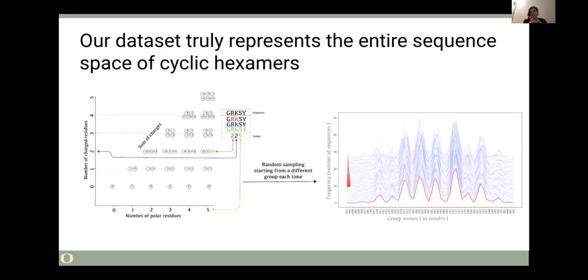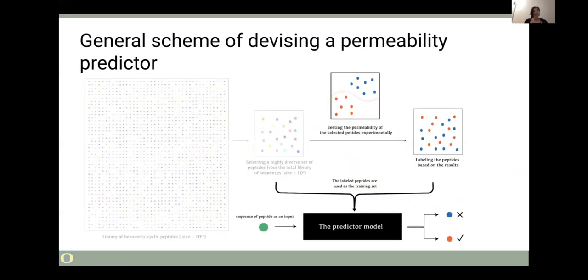So all these blue lines over here are starting from a different starting sequence. And she's just stacking them up so that you can see them. All of them actually start from 0. So all of them follow this red pattern. And the cool thing is that the red one is actually what you get if you calculate the probabilities for each of these groups. So a random sampling is, in fact, truly representing the groups that you see in the sequences. So we picked 96 peptides from these groups that we get.